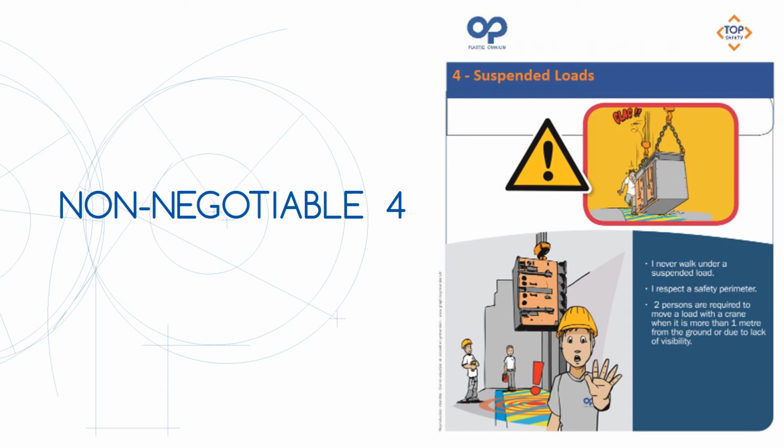Non-negotiable number 4, suspended loads. I never walk under a suspended load. I respect the safety perimeter. 2 persons are required to move a load with a crane when it is more than 1 meter from the ground or due to lack of visibility. Please make sure if there is any overhead work, you do not work underneath.